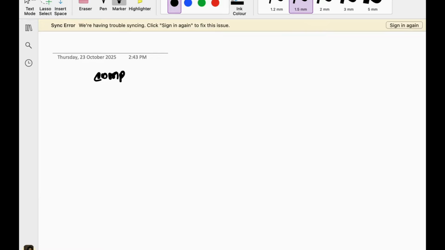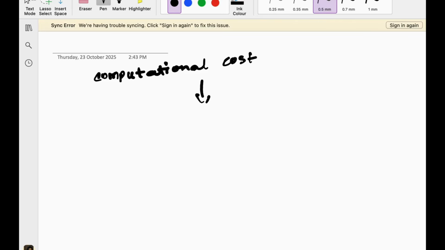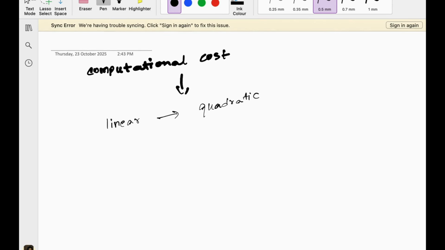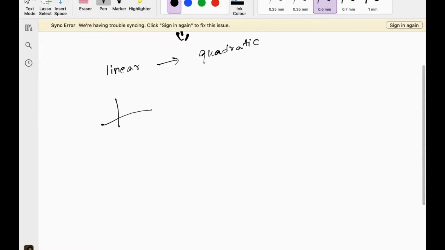So when we are talking about computational cost here, they are saying that it is not linear, but it is quadratic. So what do we mean by that? Not linear. See, linear graphs are like this, but quadratic are like this, right?